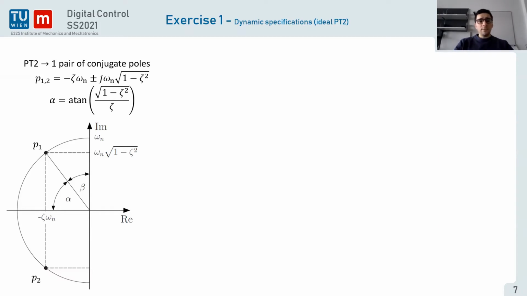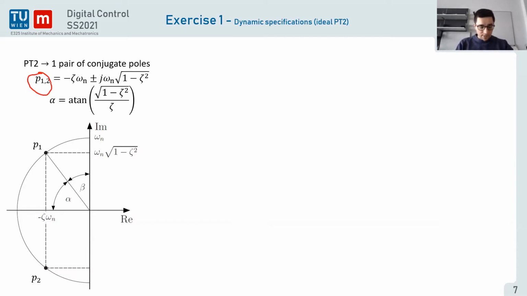So the idea of meeting this specification is to identify so-called PT2 behavior. PT2 is just a transfer function, if you want, with two poles. And these two poles are complex conjugate poles. These two poles, called P1 and P2, should be a conjugate pair of poles.